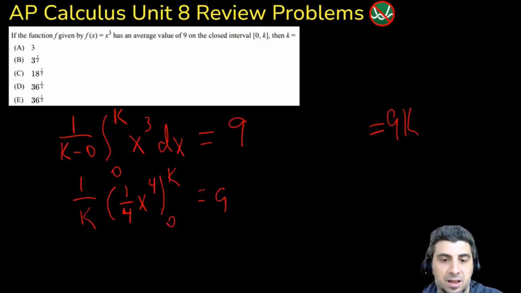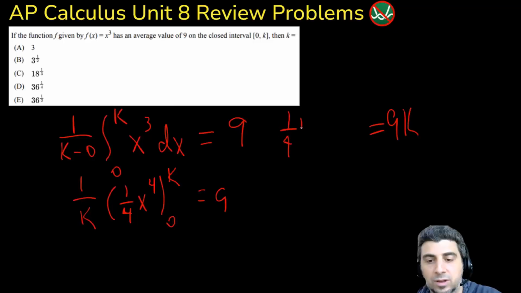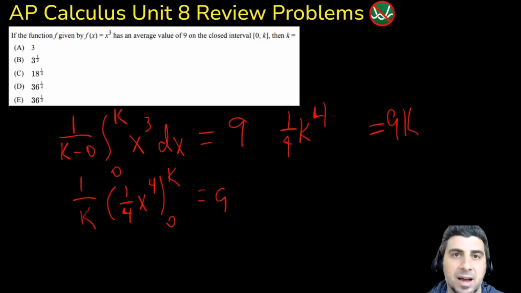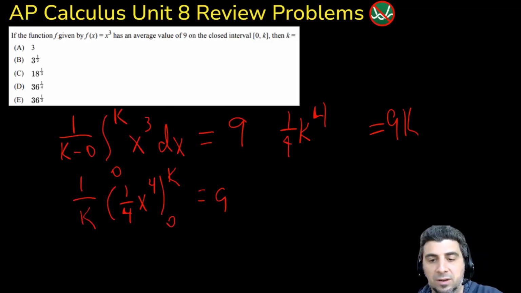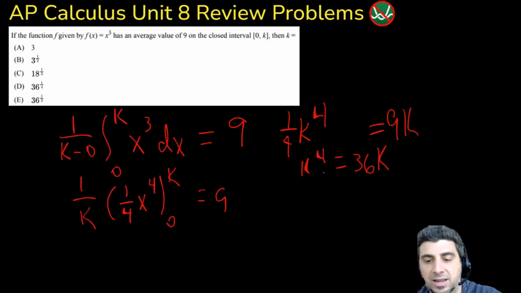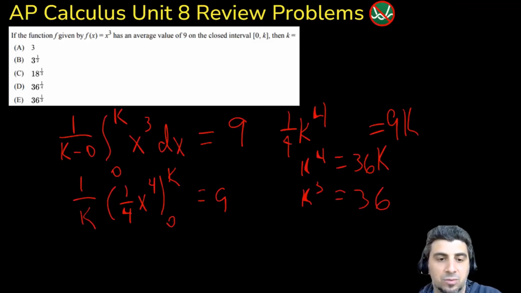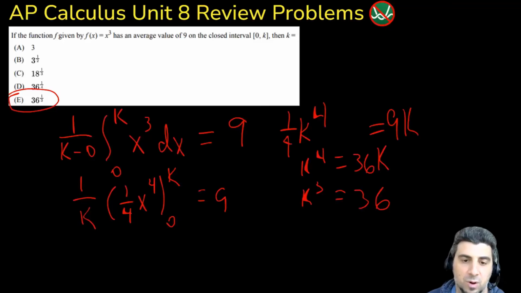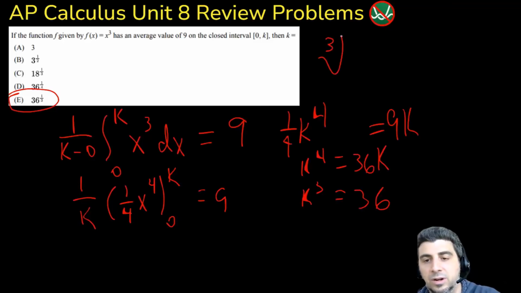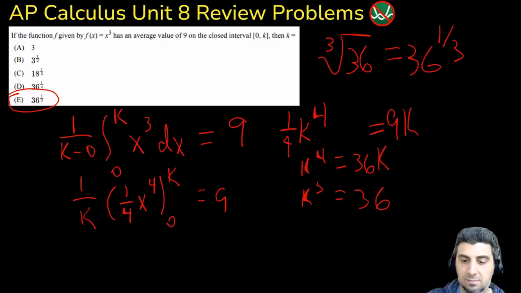And then the left side, I'm going to evaluate 1/4 x to the 4th at k and at 0 and subtract. So that's going to be 1/4 k to the 4th, technically minus 1/4 0 to the 4th, which is just 0. Multiply both sides by 4. You have k to the 4th equals 36k. Divide by k. k cubed equals 36. And then take the cube root. You would have 36 to the 1/3. Remember, the cube root is equal to the 1/3 power. Sometimes students forget that.